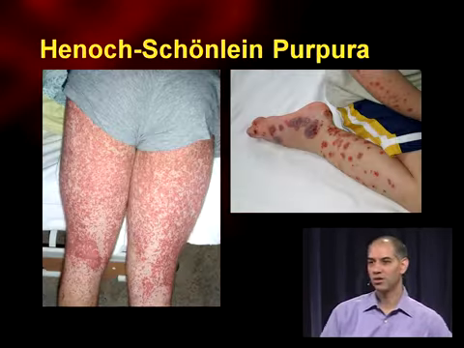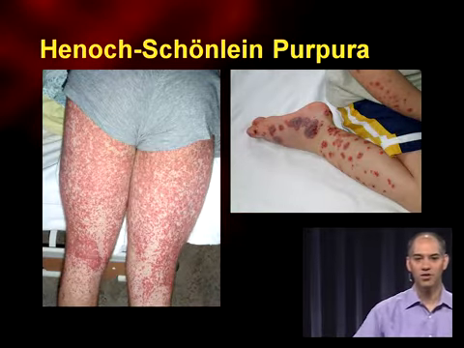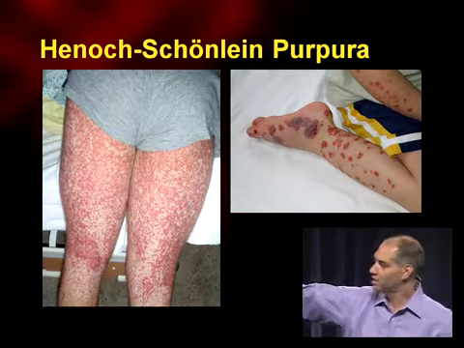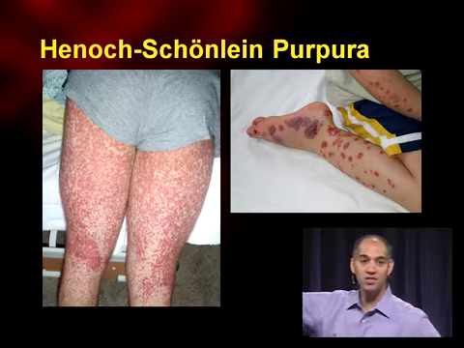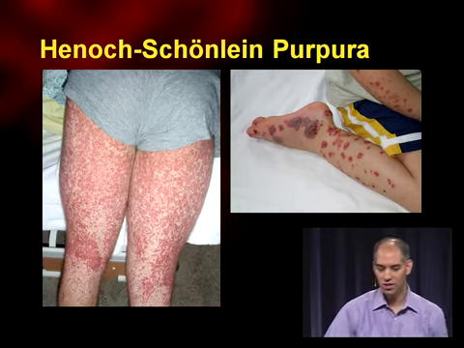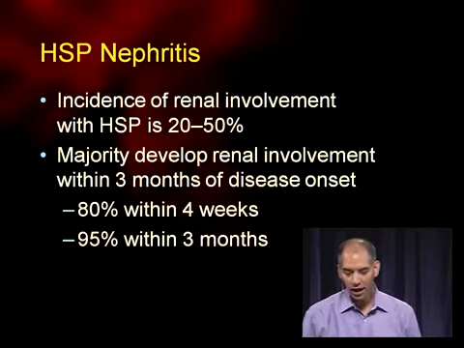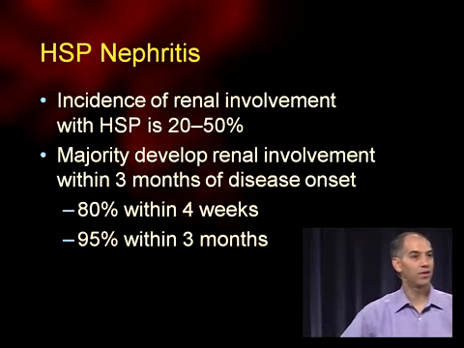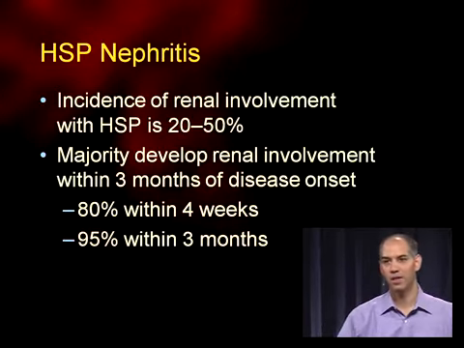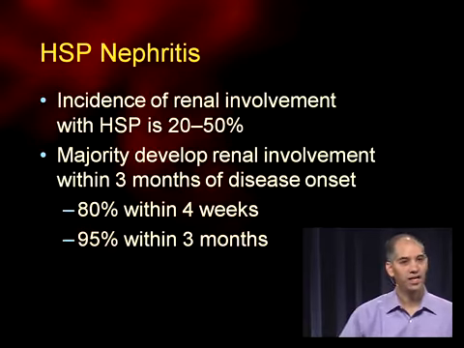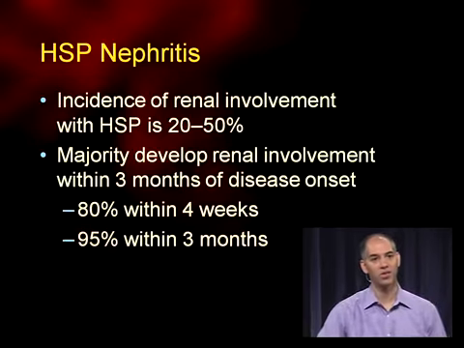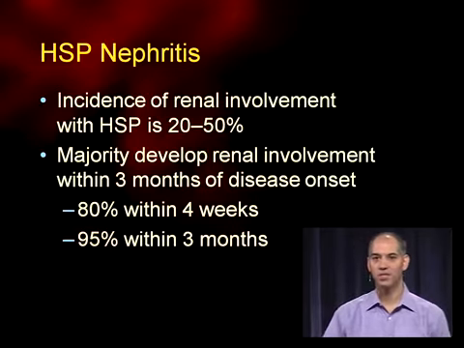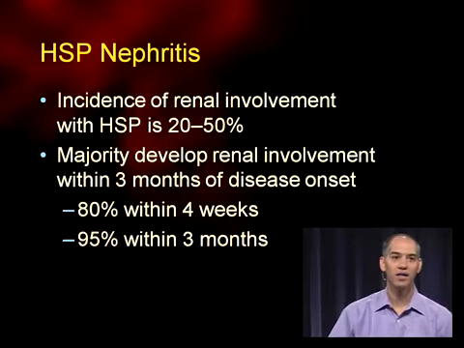I have my obligatory picture of palpable purpura. In the interest of time, I won't have you come up here, but I promise if you could come up and feel these lesions, these are palpable purpuric lesions. And what I'll say at least about the nephrology aspect of HSP is that not everybody with HSP will have nephrology aspects. It's only about a third to a half of the patients with HSP who have the nephritis.